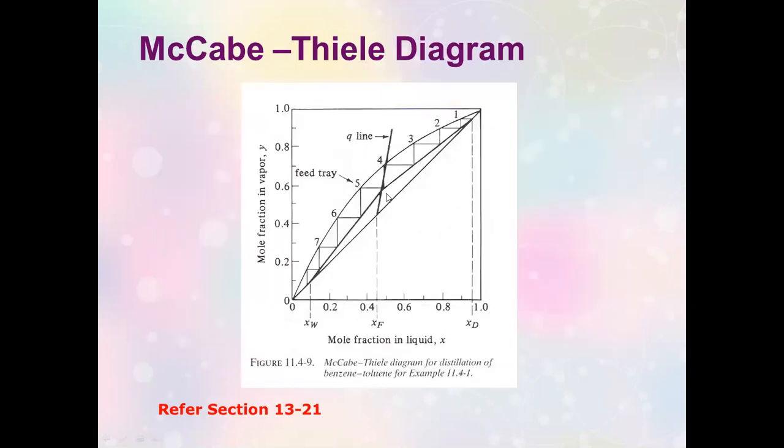That way you can plot the feed line or the Q line for short. So in this particular example, this is your Q line and this is your enriching section operating line. Where the two intersect, that will be the point where your X sub W will be connected to form the stripping section operating line. So in here, you could see that you have made 1, 2, 3, 4, 5, 6, 7. It would have been 8, but this 8th step already went beyond the X sub W on the stripping section operating line.